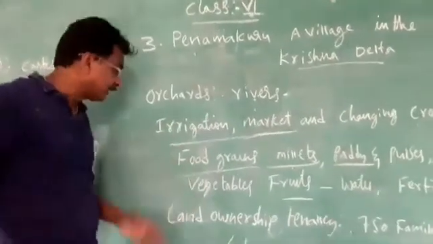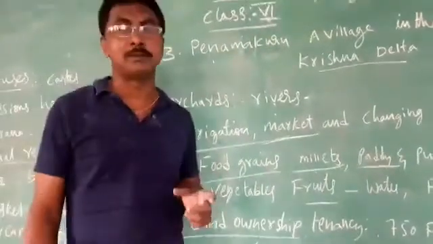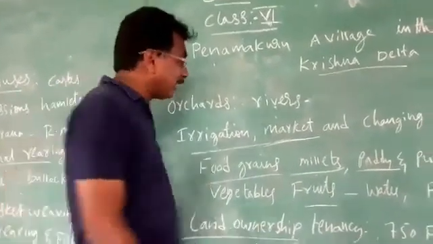And here one pattern is there, land ownership. What is called land ownership? Land ownership and tenancy.